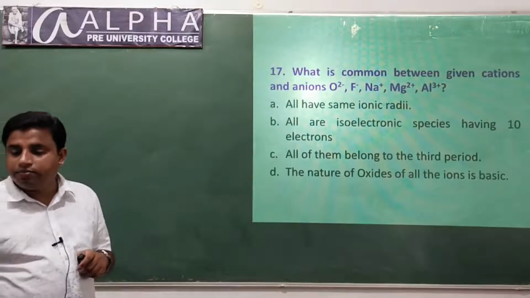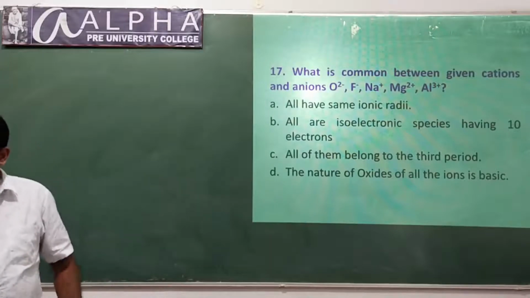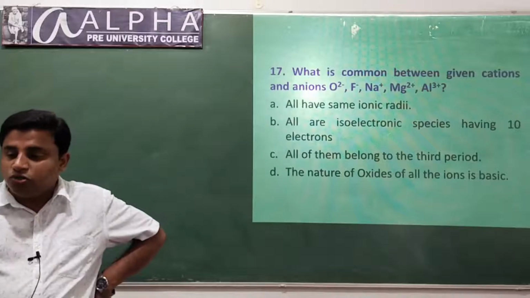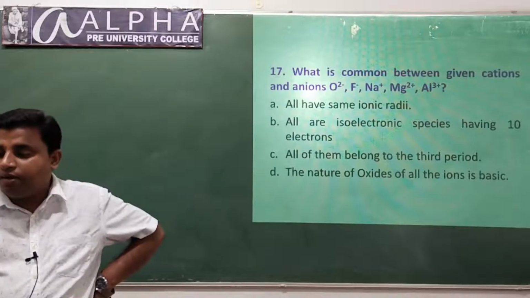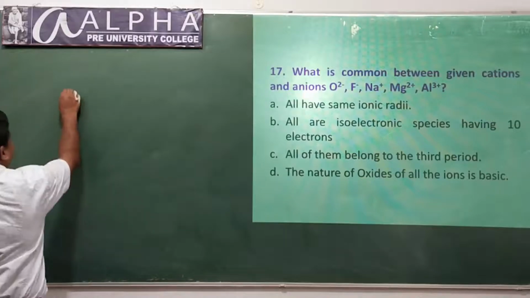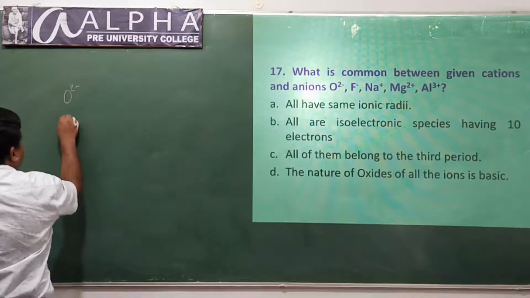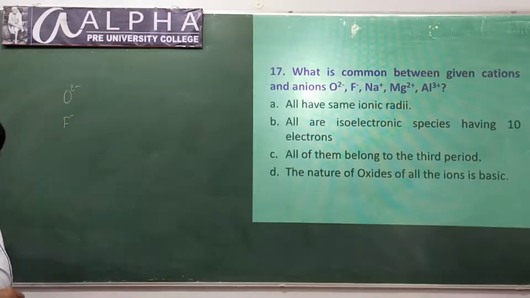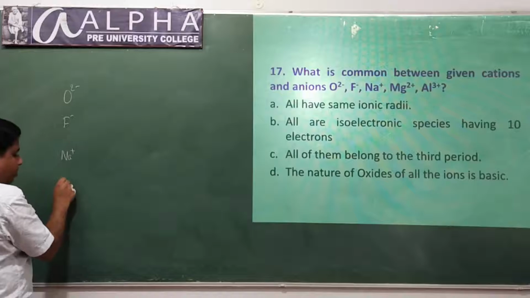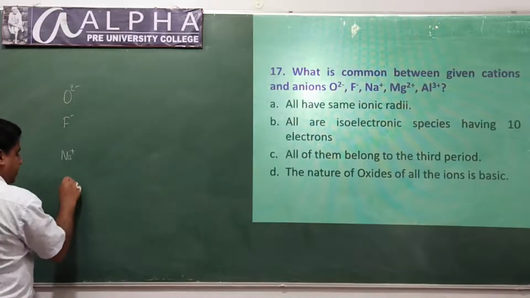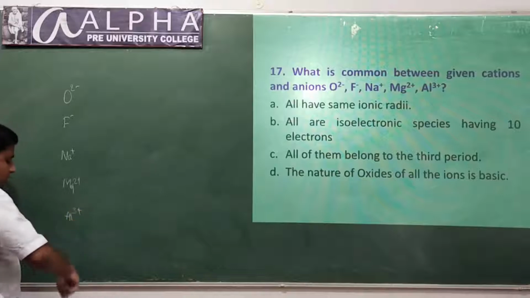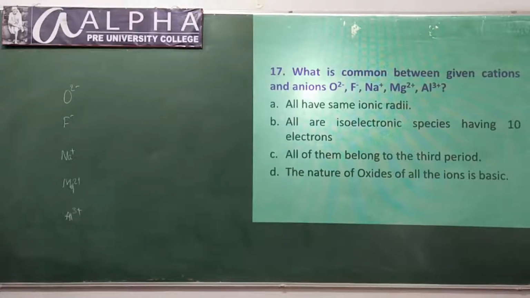What is common? Read out the question again. What is common between the given cations and anions? We have oxide, fluoride, sodium ion, magnesium ion and aluminium ion. So oxide ion, fluoride ion, sodium ion, magnesium ion and aluminium ion. Come on.